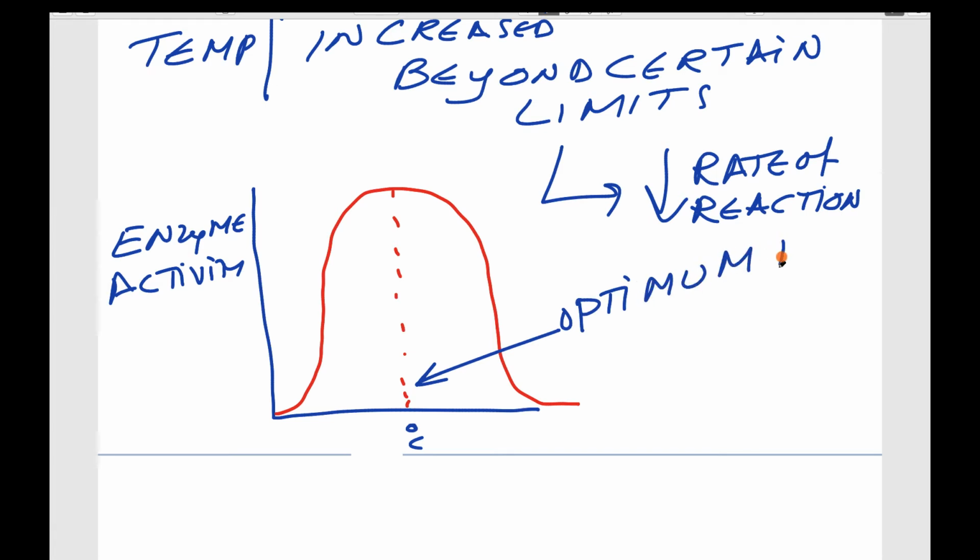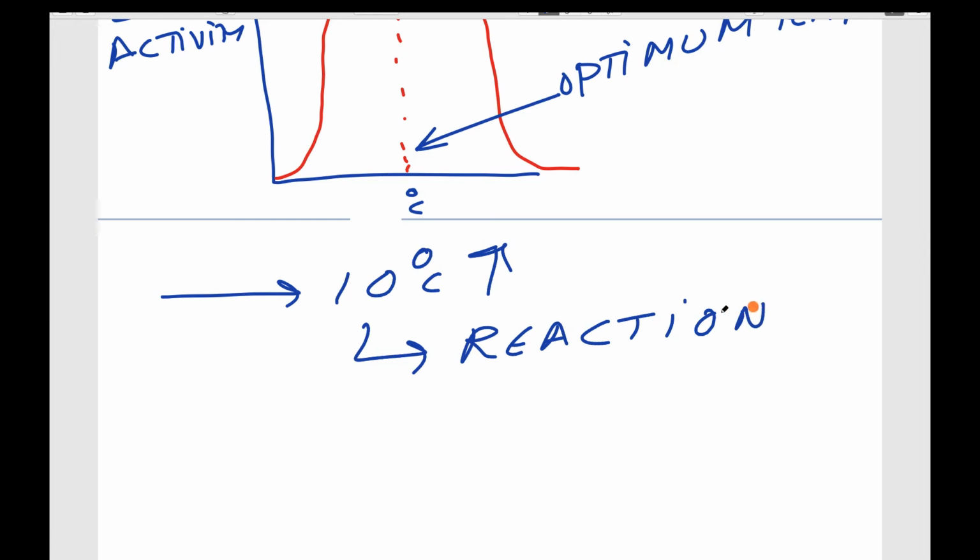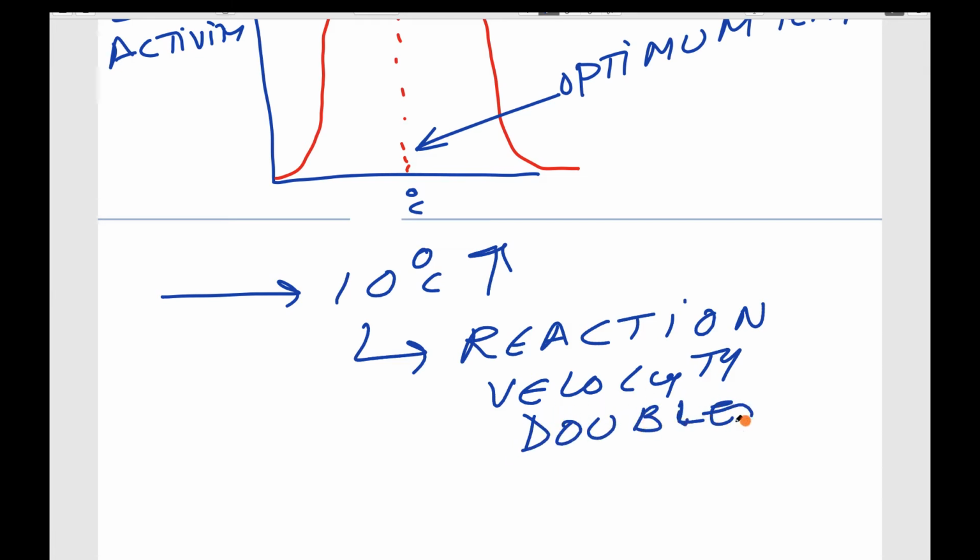Optimum temperature: with a 10 degree increase, reaction velocity doubles. This is what we call the temperature coefficient, Q10.